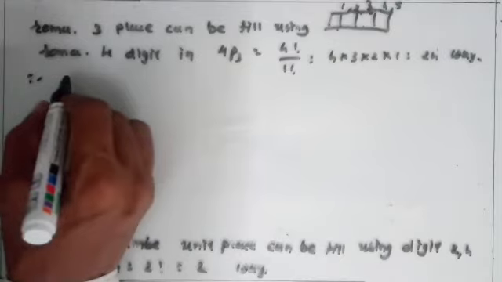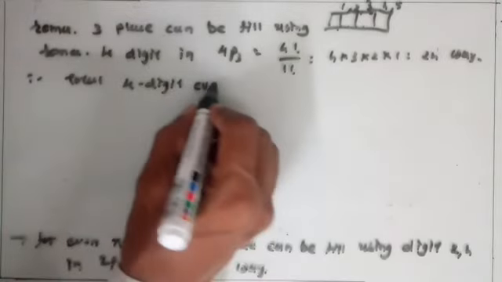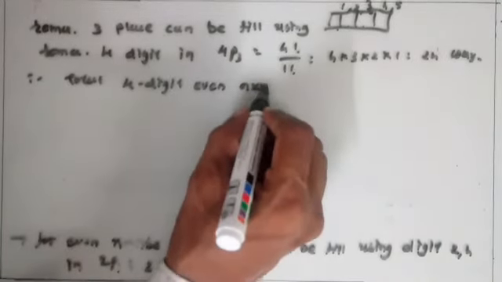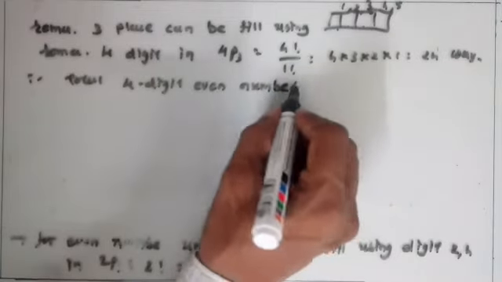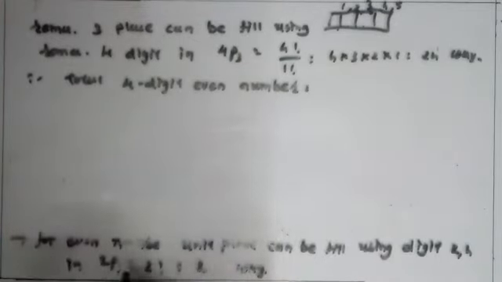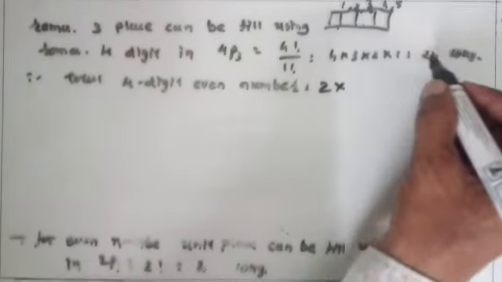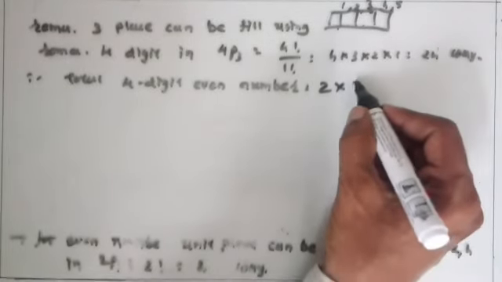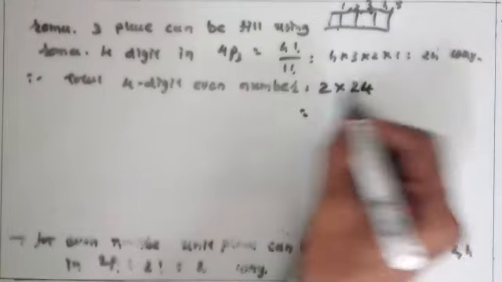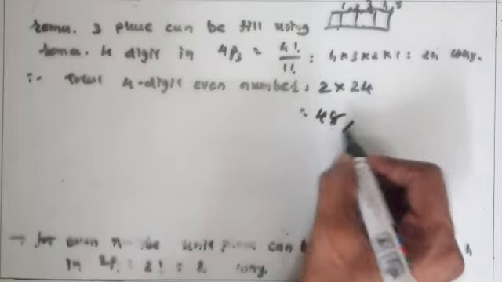Therefore the total number of 4 digit even numbers is equal to: the unit place can be filled in 2 ways and the remaining 3 places can be filled in 24 ways. So the total number of 4 digit numbers becomes 48, and all are even. Okay.